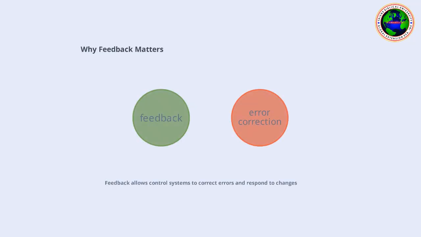Feedback allows control systems to correct errors and respond to changes. Without feedback, the system would have no way of knowing if it's on track or if adjustments are needed. This is why feedback is a foundational concept in control engineering.